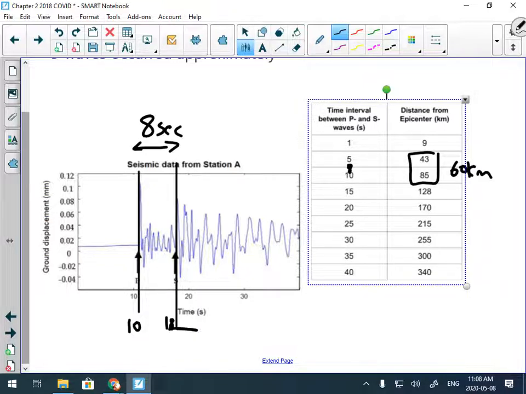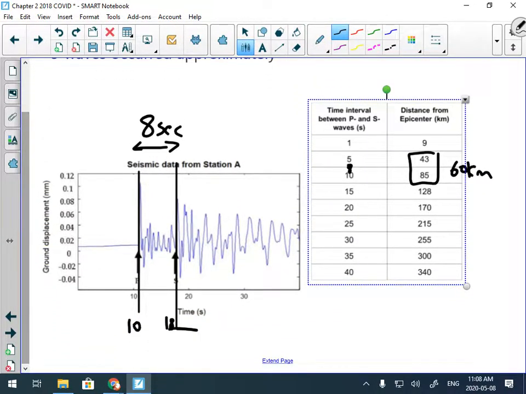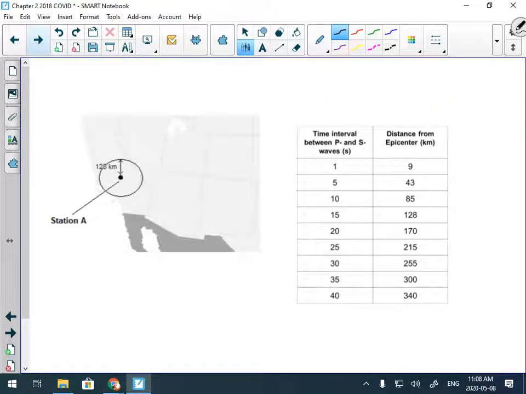That time difference between the P and the S is going to change depending on where the earthquake detection station, the seismograph, is. Now, let's go forward. If we had an earthquake that was 128 kilometers away, if we looked at here, that would be a difference between the P and S waves of about 15 seconds.